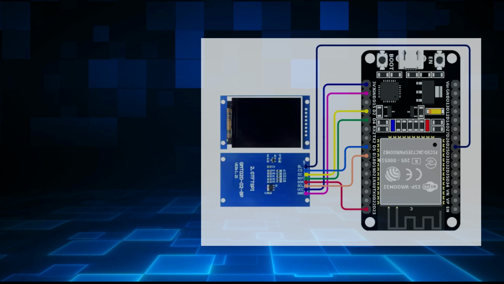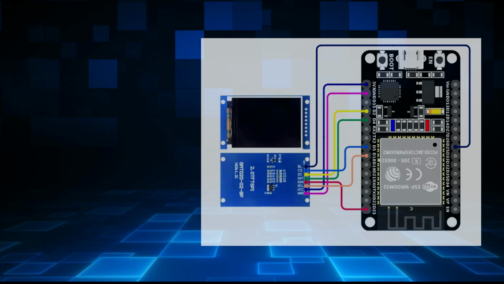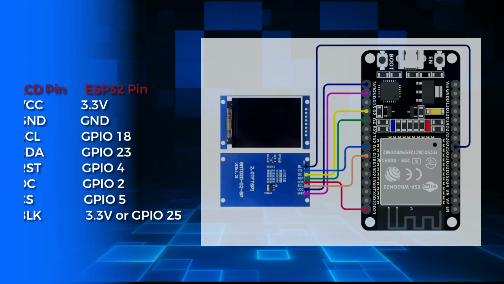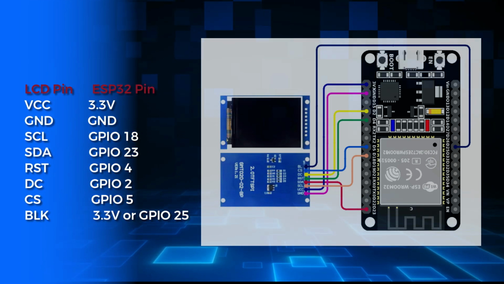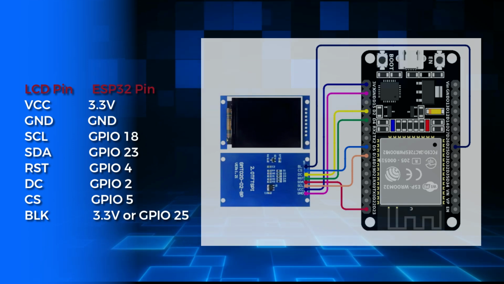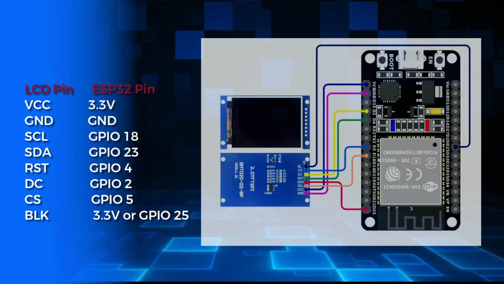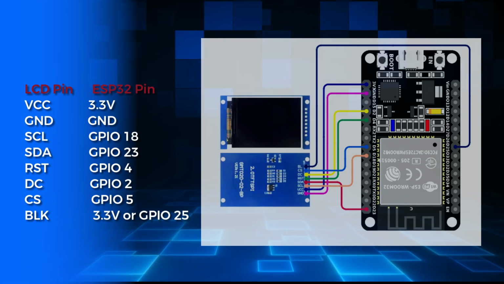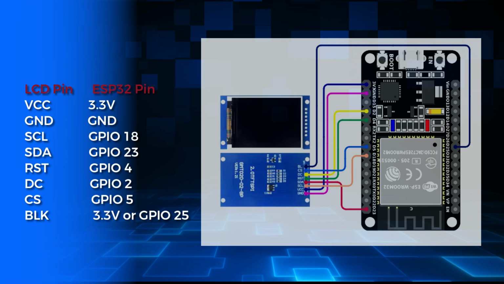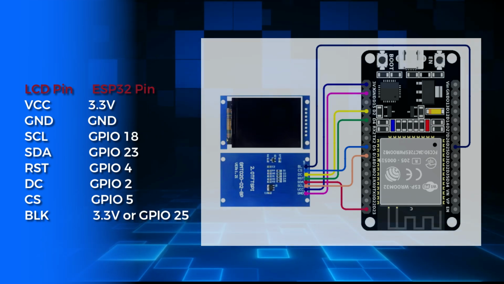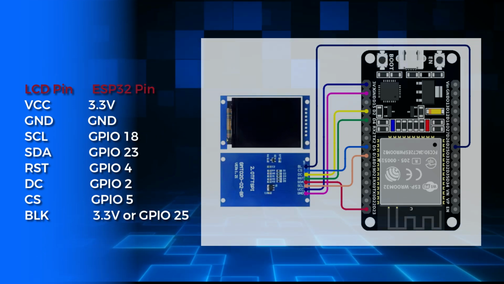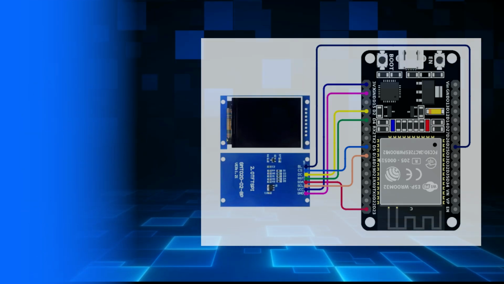Now let's connect the display to the ESP32. This display works on 3.3 volt logic, so avoid using 5 volts. Connect the VCC pin to the 3.3 volt pin of the ESP and ground to any ground pin. Then connect the SCL pin of the display to pin number 18 of the ESP, SDA to pin 23, reset to pin number 4, DC to pin number 2, and CS to pin number 5. And finally, you can connect the backlight pin directly to the 3.3 volt pin, or if you want to control it by program, you can connect it to pin number 25.